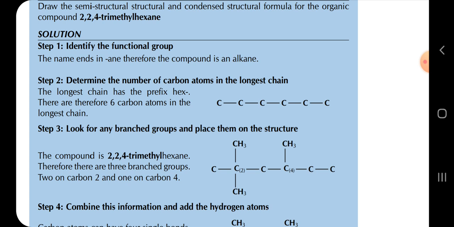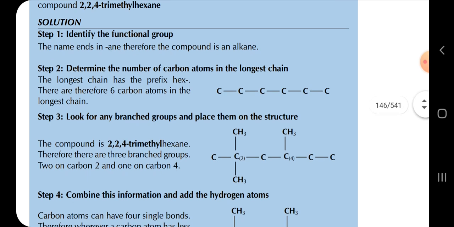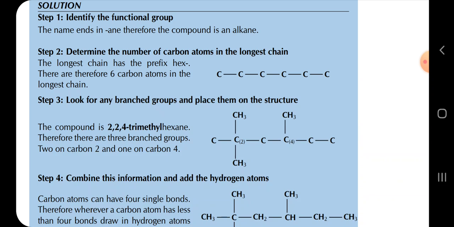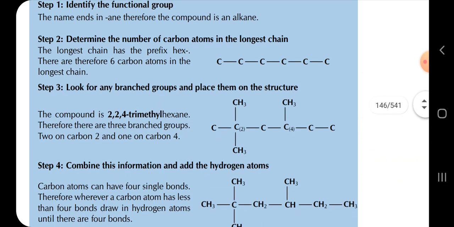Then you have to determine the number of carbon atoms in the longest chain. The longest chain has the prefix hex. Hex means that we have 6 carbons in the main chain, the parent chain. So you know that it has 6 carbons, and then we look for any branched groups and place them on the structure. So the compound is 2,2,4-trimethylhexane. We're going to focus on the trimethyl only. Therefore, there are 3 branched groups.